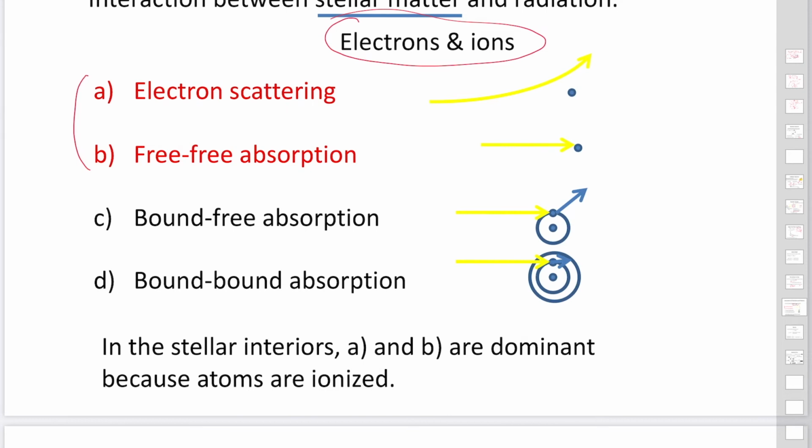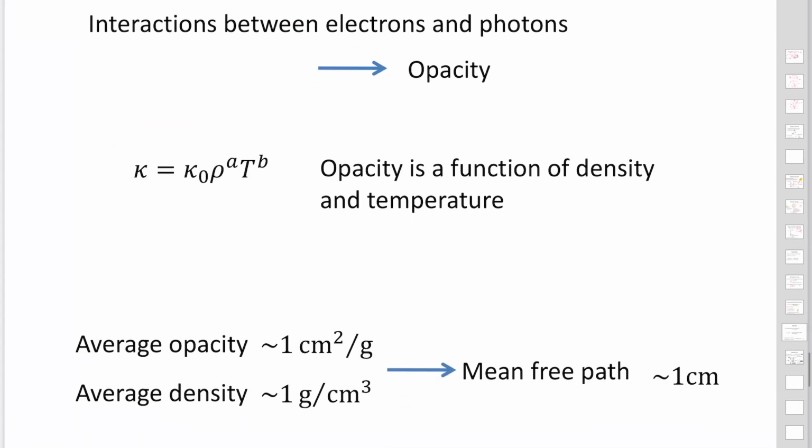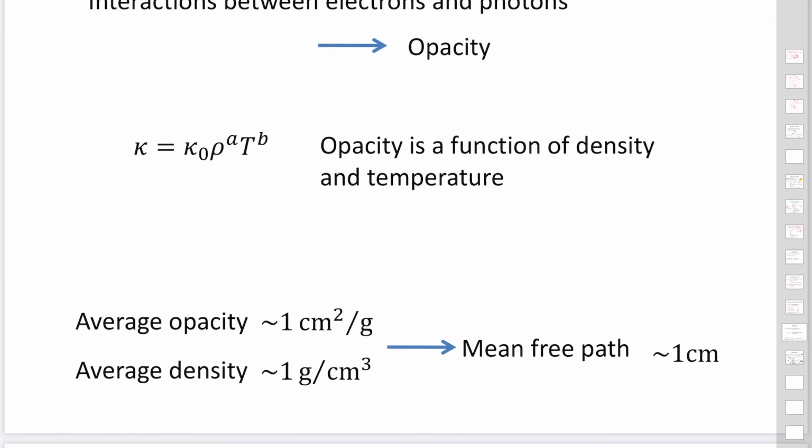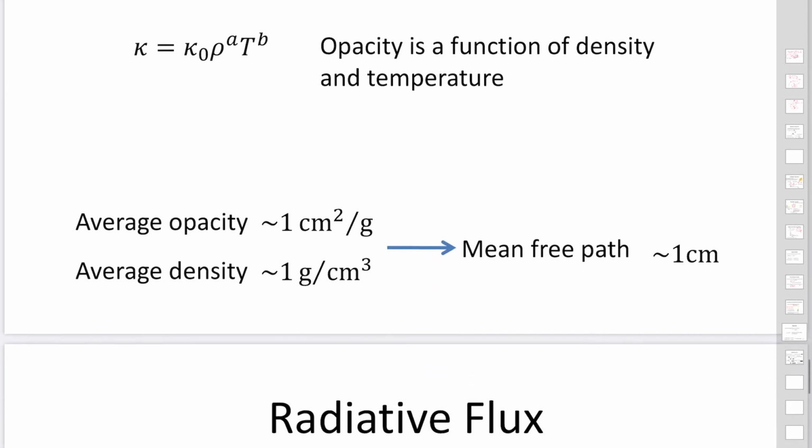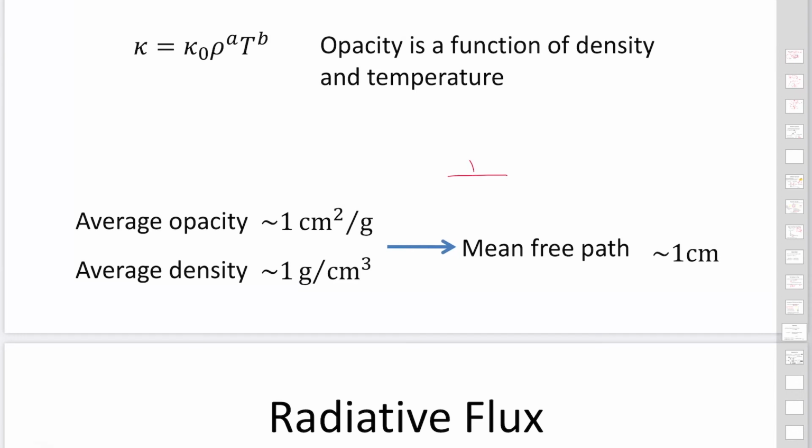To consider this situation, we could make a laboratory experiment or quantum simulations. The interaction between the electron and the photon gives the opacity, which is a function of density and temperature, with power indices given by A and B. Let me show you one example. The average opacity is 1 square centimeter per gram, and the average density is 1 gram per cubic centimeter. Using this equation, we can find the mean free path, 1 over density times opacity. The grams cancel out, the square centimeters cancel, and it becomes 1 centimeter.